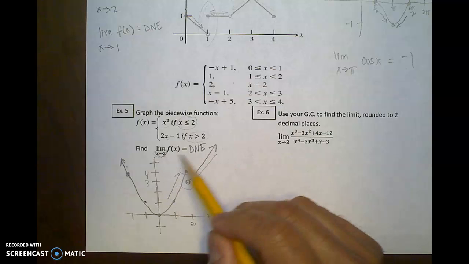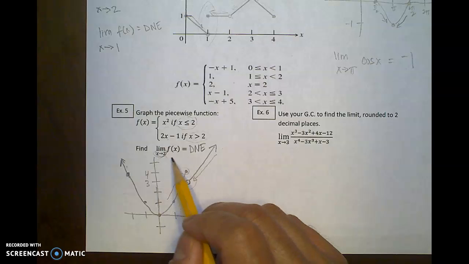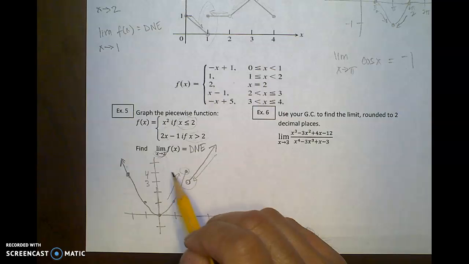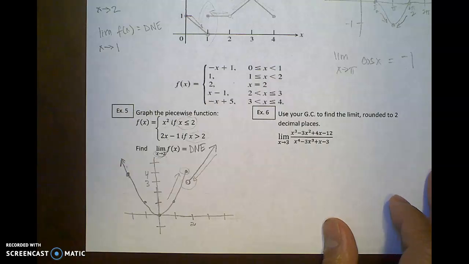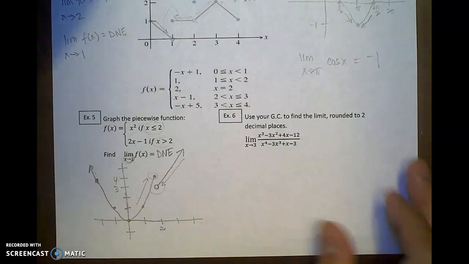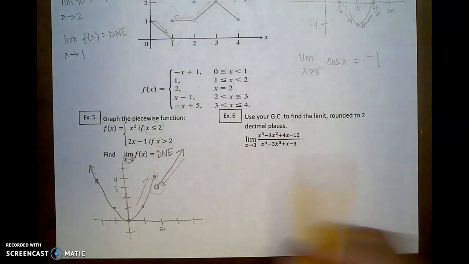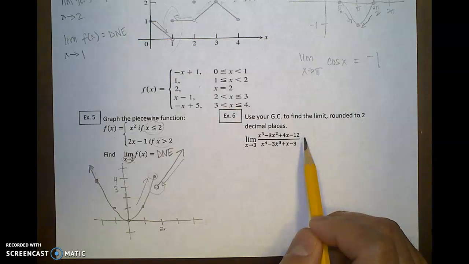Not to say there is no limit that can be found for this function, it's just there is no limit for this particular domain value of x approaching 2. Alright, for the last part of the homework for today, you're going to be using your calculator. It says use your graphing calculator to find the limit, round to 2 decimal places.